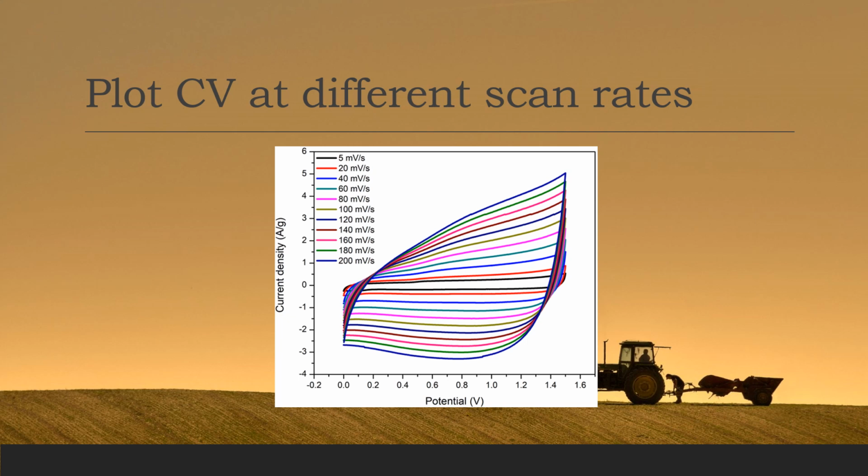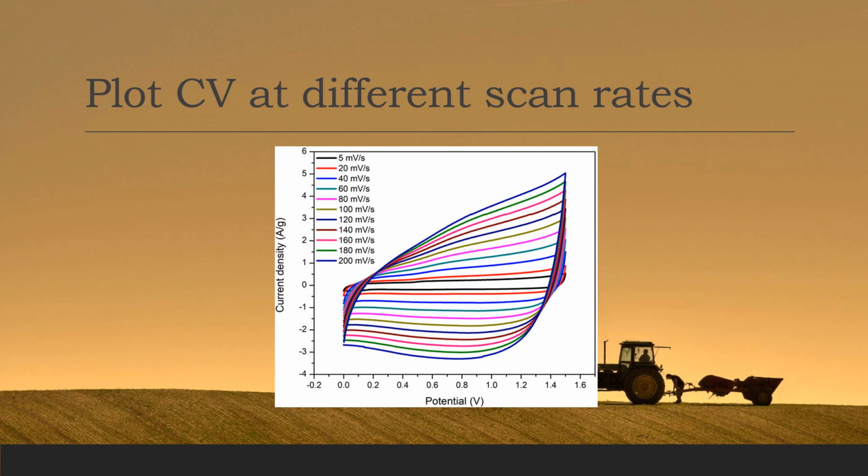Next, you can plot cyclic voltammetry at different scan rates. For this analysis, you need to choose your best material and plot at different scan rates. You can vary the scan rate from the lowest, which can be 1 millivolt per second or 5 millivolt per second, and the increment can be 5, 10 or 20 until 200 millivolt per second or even more.